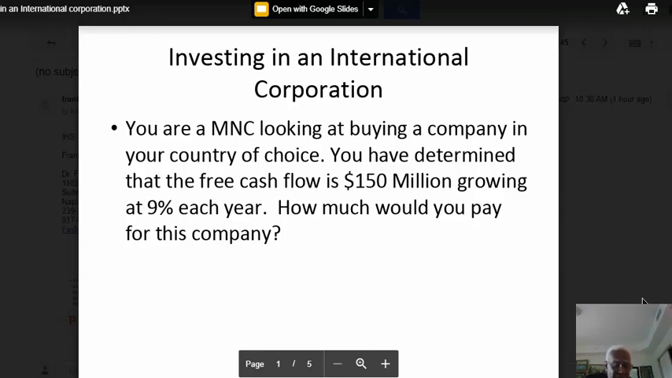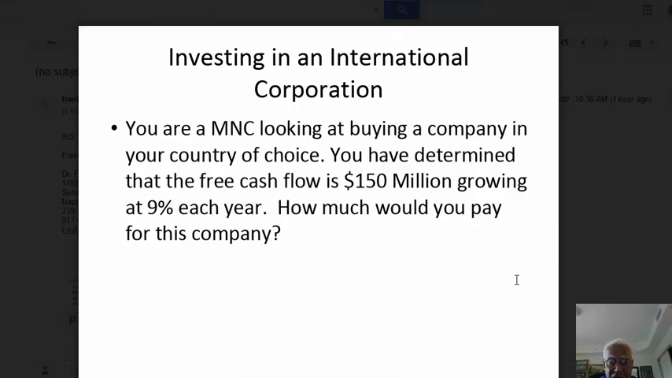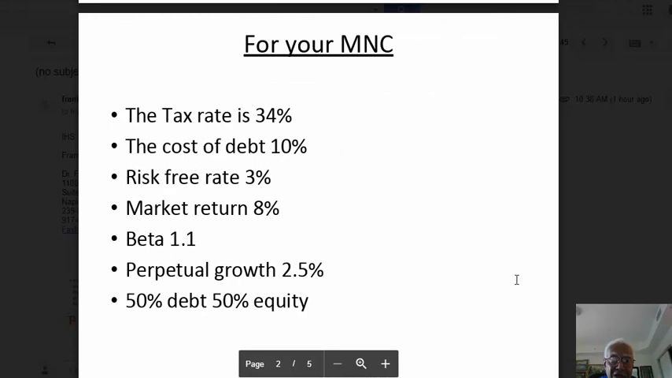So if I grab my calculator, 150, turn it on, 150, 9%. For the first year, you'd have 150. For the second year, you'd have 163.5. For the third year, you'd have 163.5 times 9%, and so on. That's how you would grow your company to find your free cash flows. We're going to go out 5 years.